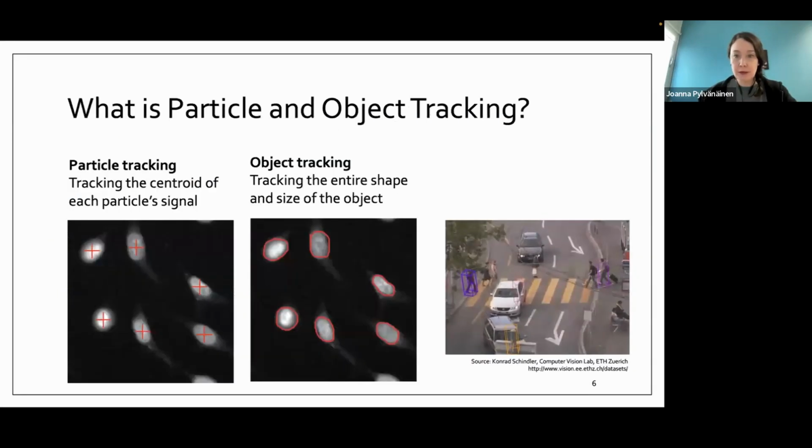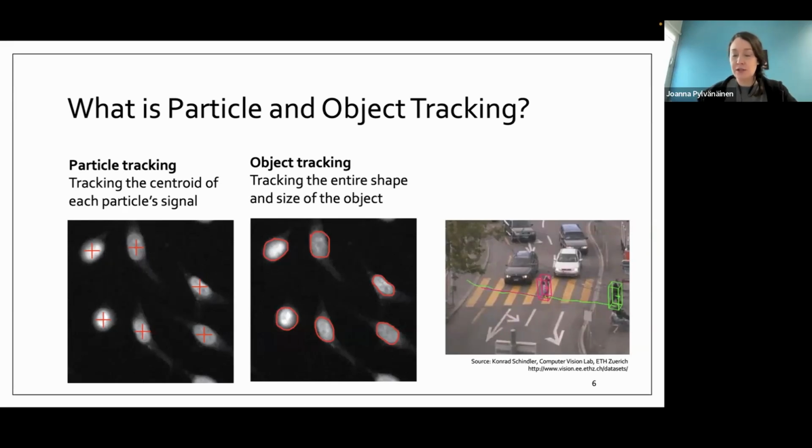Okay, so let's start with tracking. When talking about tracking, we have two main types of tracking that we usually talk about. So first would be particle tracking. In particle tracking, each centroid of a particle is identified, and that is tracked then over time. In object tracking, the entire shape of the object is tracked. And this allows us to, in addition to tracking the speed or direction of the track, also track the changes of the shape or the intensity of the tracked object over time.